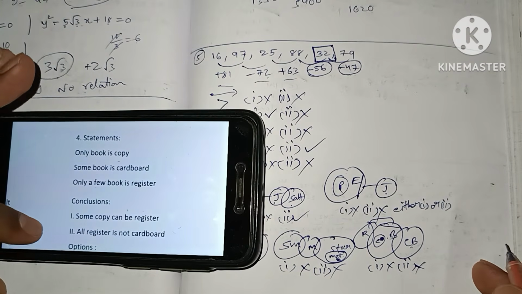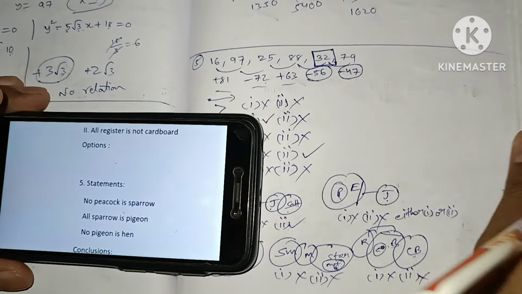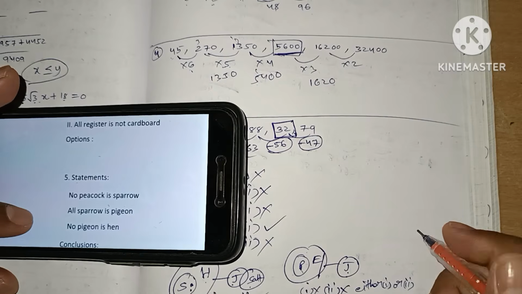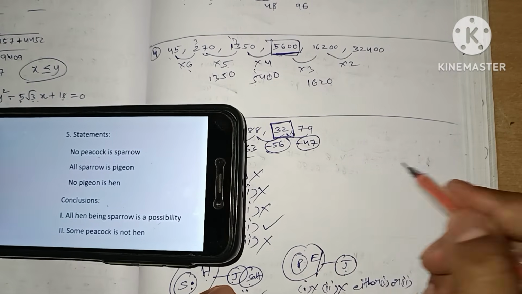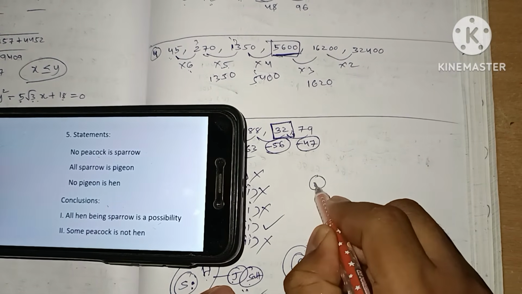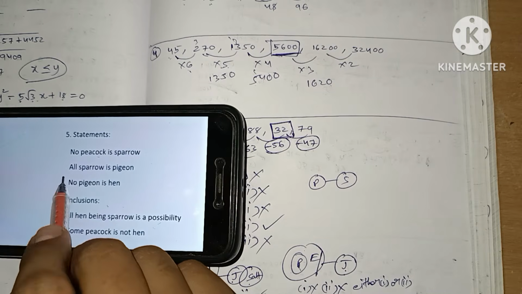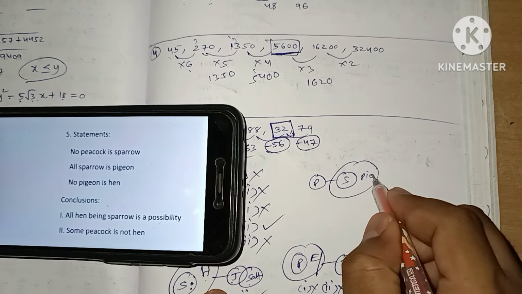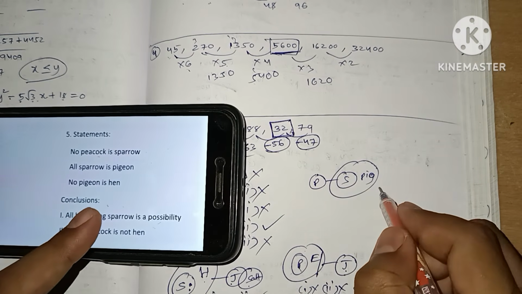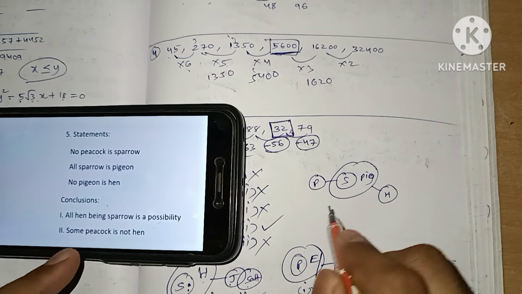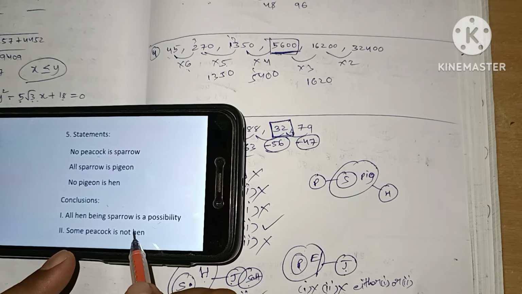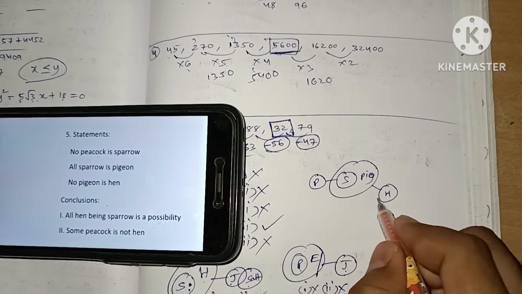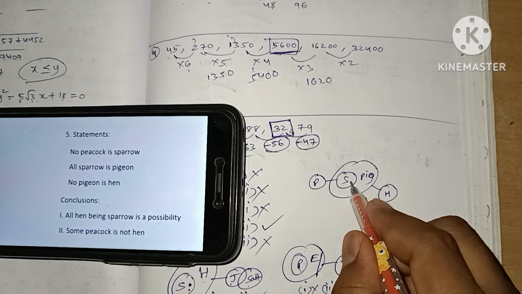Okay. Now we are going to see the final fifth question. No peacock is sparrow. All sparrow is pigeon. No pigeon is hen. Let's see conclusions. All hen being a sparrow is a possibility. All hen can be placed inside S, is it possible?